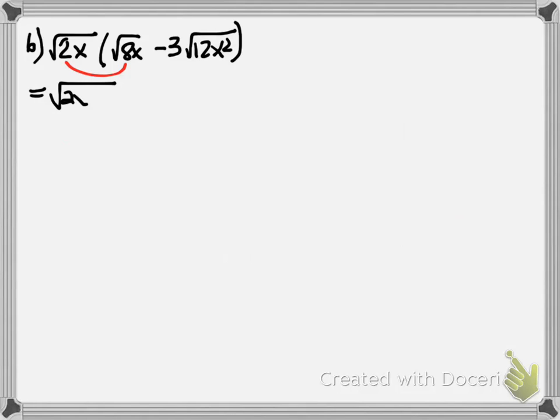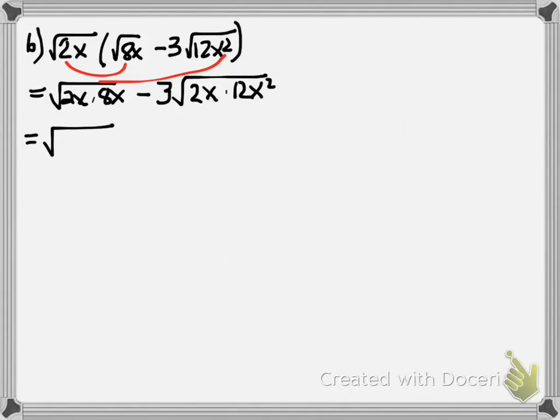So this one we're going to have 2x times 8x. And then we're going to write minus, and then the 3's out in front, so the 3's still going to be out in front. And then in the radical, we're going to have 2x times 12x squared. Okay? So the first one, 2 times 8 is 16, x times x, x squared, minus 3. 2 times 12 is 24, x times x squared. We add the exponents, we get x cubed. Oh, look at how nice the first one is. What's the square root of 16x squared? Yeah, square root of 16 is 4, square root of x squared is x.